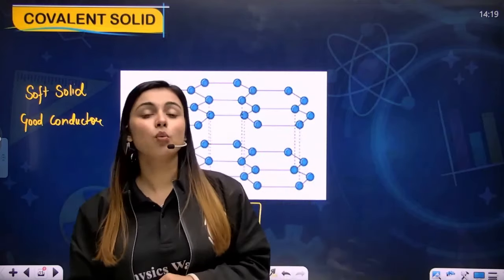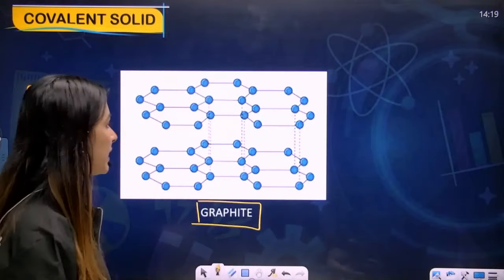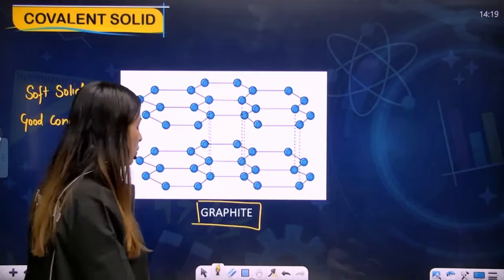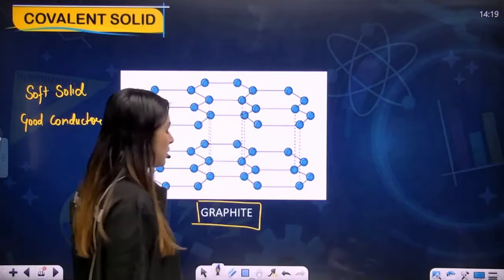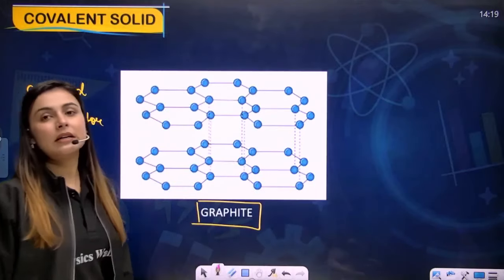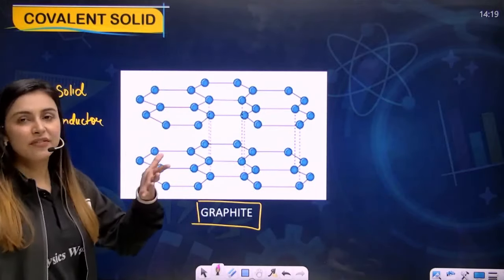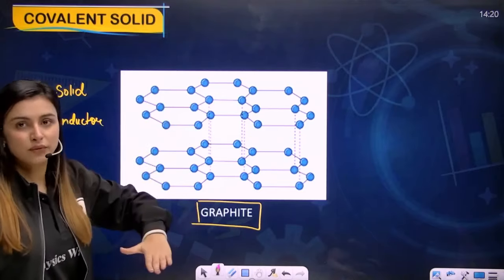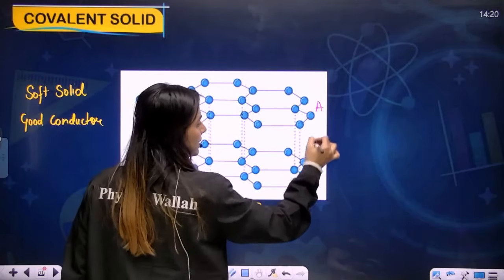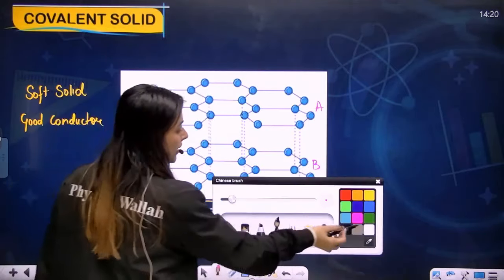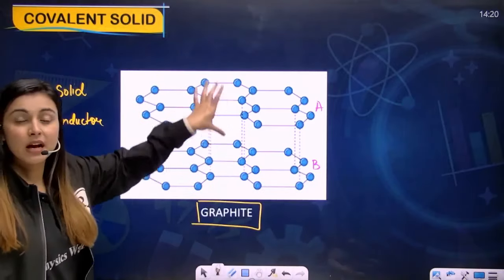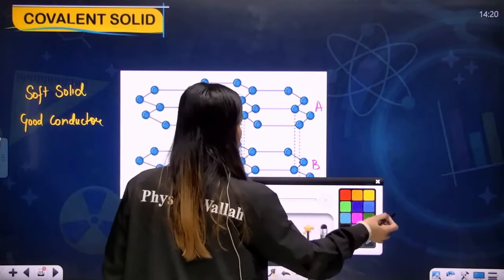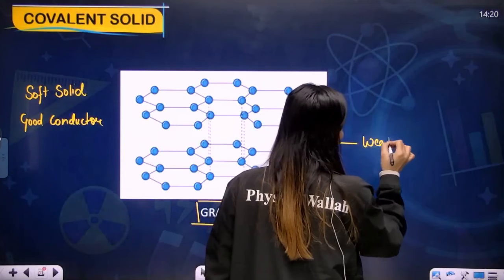Now we have to understand why this is happening. So now let's try to understand that, and that could be understood only and only by seeing the graphite structure. So here you have the graphite structure, and you'll have to understand the structure to have a clearer picture. In the graphite structure, there are layers. Let's say this is layer A and this is layer B. These two layers are connected to each other by weak van der Waals forces. So the interactions between the two layers are weak van der Waals interactions.